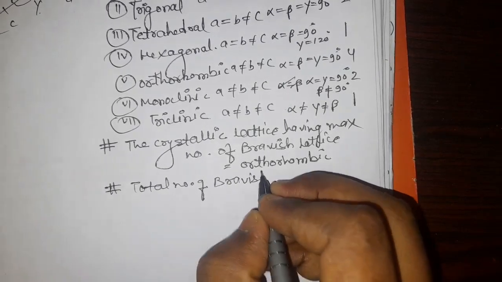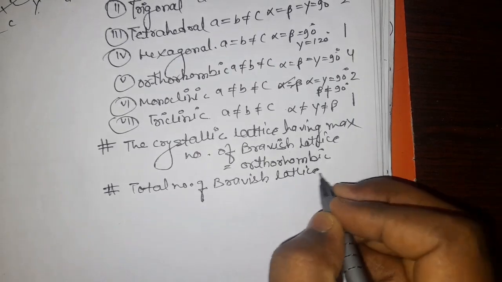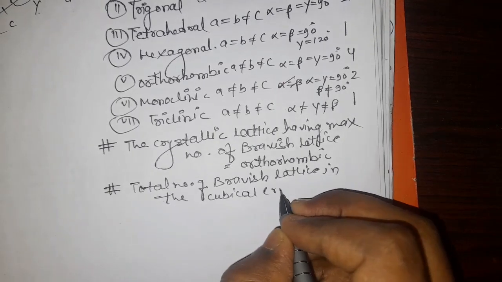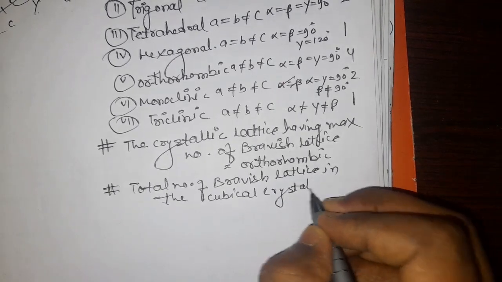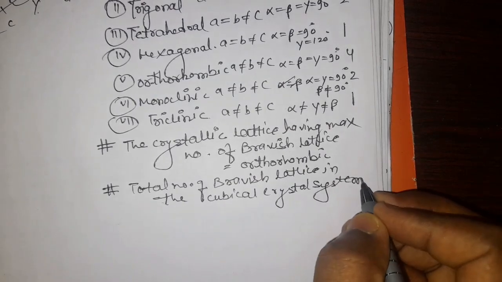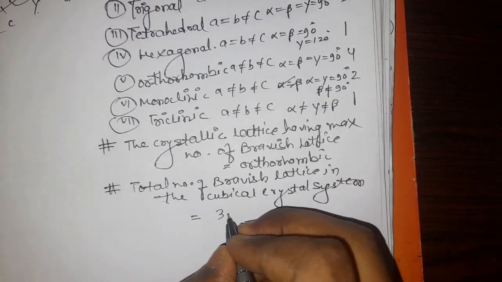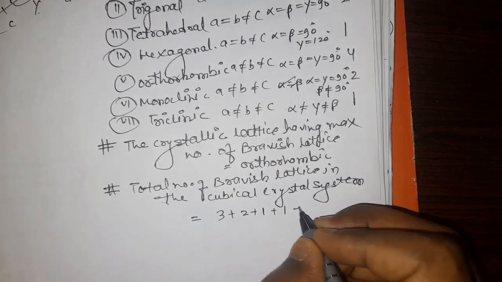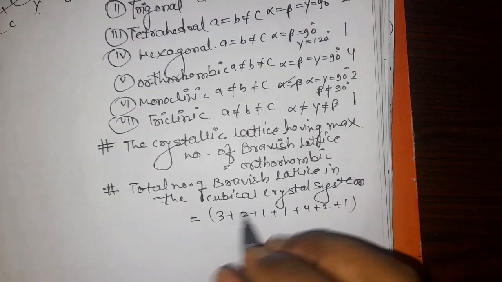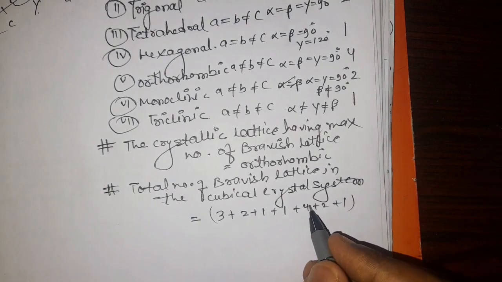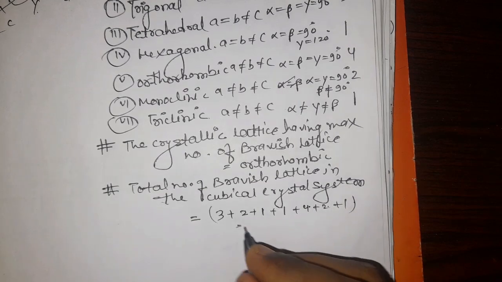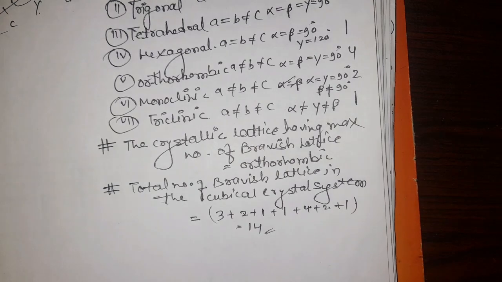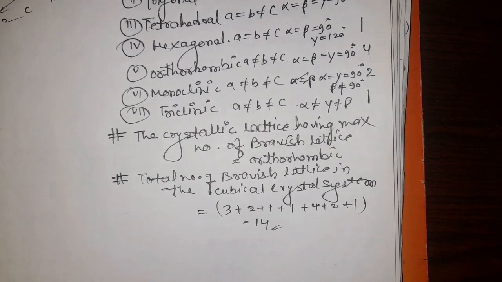There was also another question which is asked, the total number of Bravais lattices in the crystal systems, that is 3 1 2 3 1 2 1 4 2 1. If we count them, 3, 4, 5, 6, 7, 7, 11, 12, 13, 14, there are a total of 14 Bravais lattices present in the crystal lattice system.